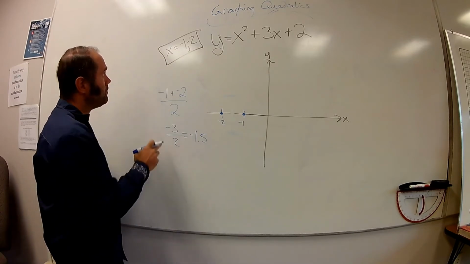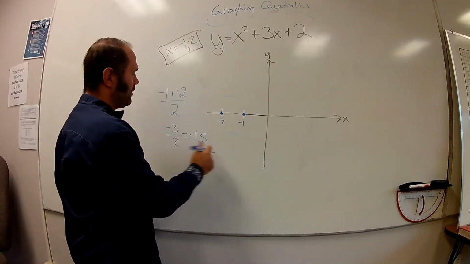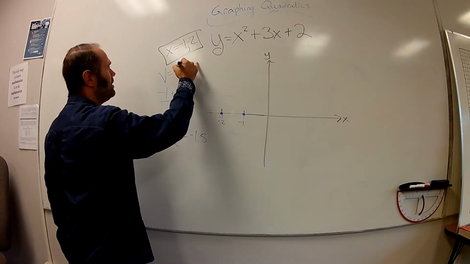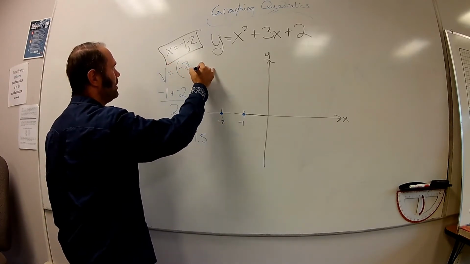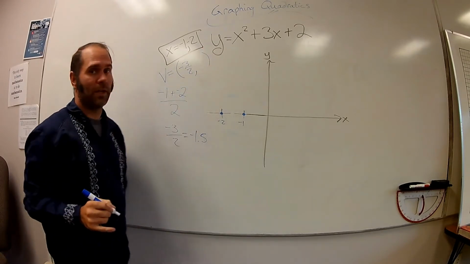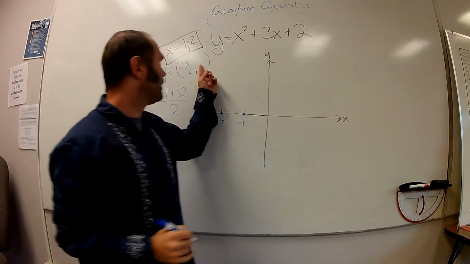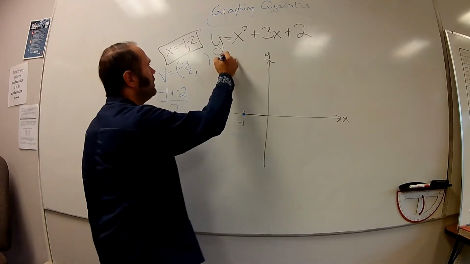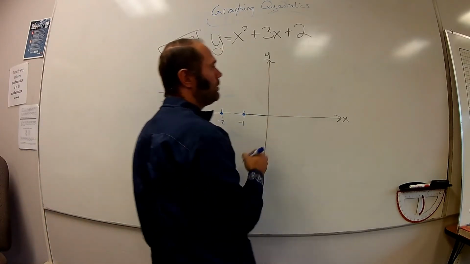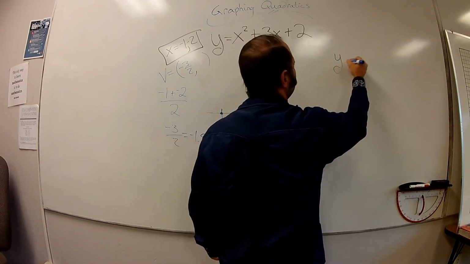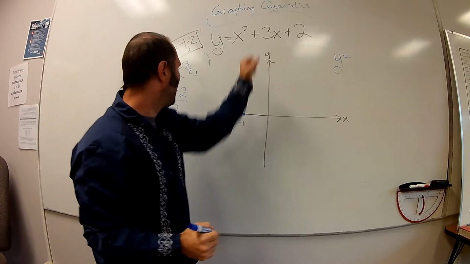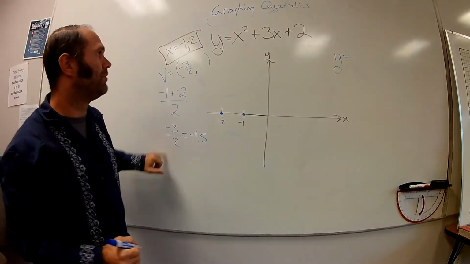So we know that the vertex is -3/2, comma, something. We need to find that something. What is y when x is -1.5? So we're going to do a little bit of math, so we'll do it over here. Y equals, I'm just writing this equation down, but everywhere I see x, I'm going to replace with -3/2.